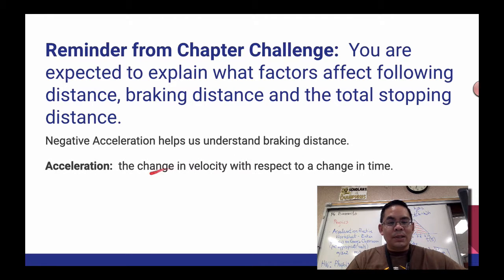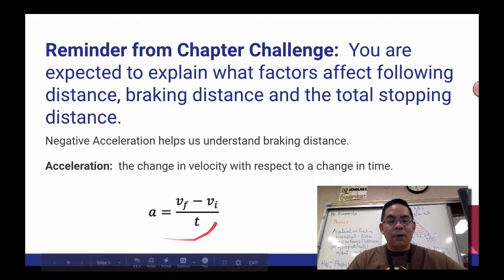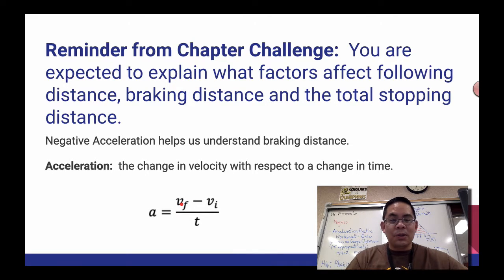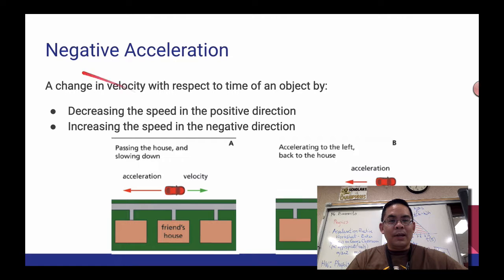In general, of course, acceleration is a change in velocity with respect to change in time. And of course, this is our formula from before, and it's still the same formula. It's just now that our final velocity when it comes to braking distance probably approaches zero or goes close to zero. Now, negative acceleration, it's basically a change in velocity with respect to time of an object.